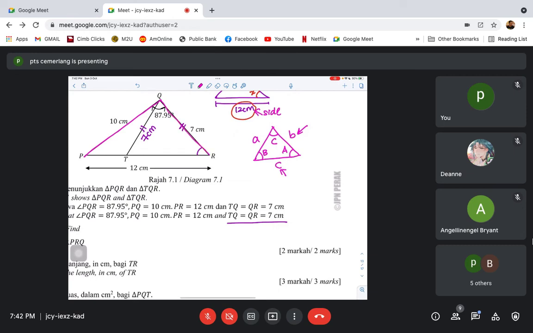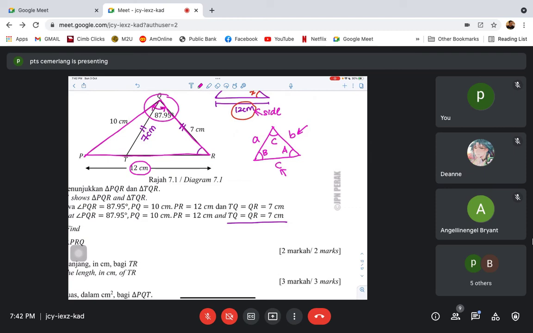Okay, kenapa cikgu focus on the big triangle? Sebab cikgu ada sudut ni. This angle here, 87.95. That angle dengan mana yang bertentangan? Dengan 12 kan? Okay, so this angle and this side, they are opposite to each other. Bila dia opposite, maksudnya itulah dia punya pasangan. Okay, one of the pairs.